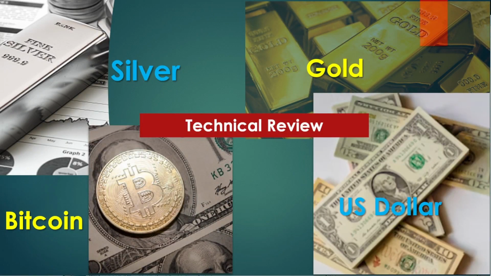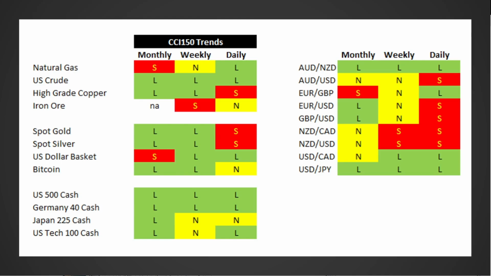It's March 26, 2024. This is the gold, silver, Bitcoin and US dollar technical analysis. First we'll look at the trend table. You can see they've got a number of instruments there, but today we're looking at those in the middle there.